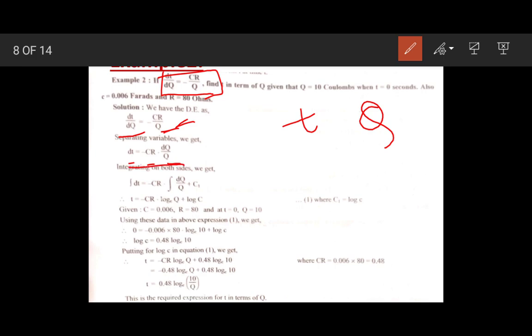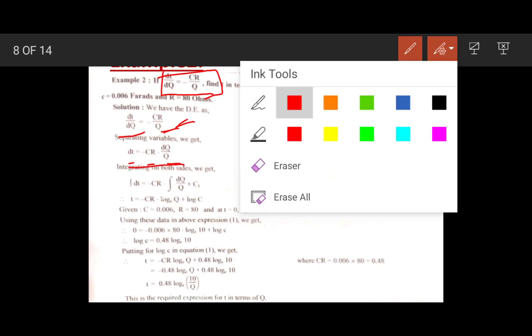Now the variables are separated. The next step is integrating both sides. So we get integral of dt is equal to minus CR into integral of dq upon q. Integral of 1 with respect to t is t, minus CR is constant so as it is, and integral of 1 upon q will be log q. Then I am writing this C1 as log C.